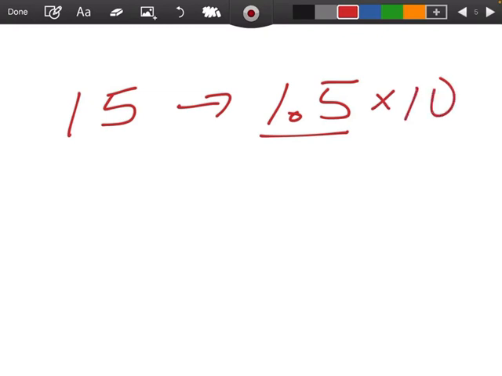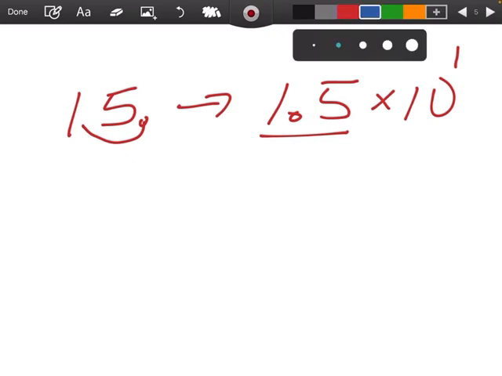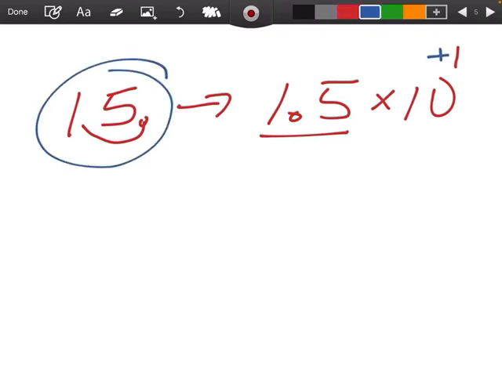10, remember, my decimal was here. How many spaces did I move it? 1. Why is it a positive 1? Because 15 is kind of a big number. Big in the sense that it's more than 1, right?